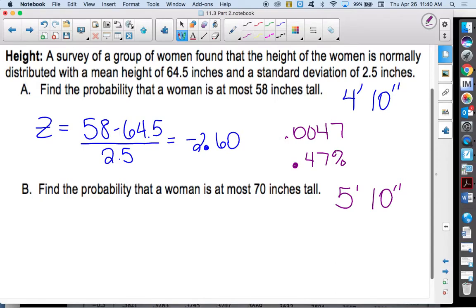All right, so let's find the probability that a woman is at most 70 inches tall. That means 70 inches or less. This should be hopefully most of the females.